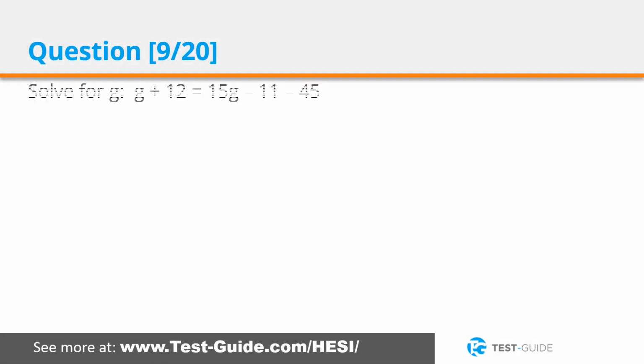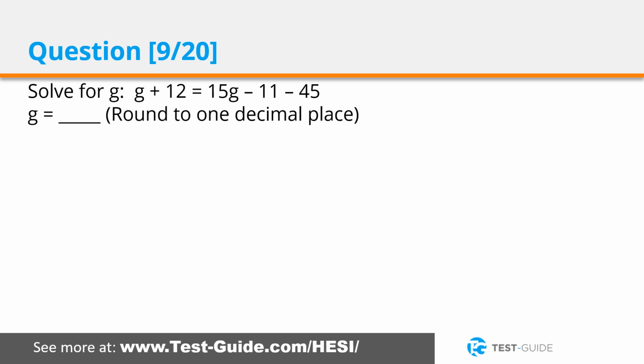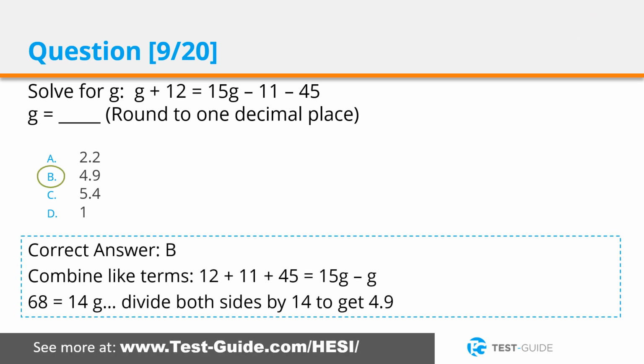Question 9. Solve for G. G plus 12 equals 15G minus 11 minus 45. G equals what? Round to one decimal place. 2.2, 4.9, 5.4, 1. Correct answer B. Combine the like terms. 12 plus 11 plus 45 equals 15G minus G, or 68 equals 14G. Then divide both sides by 14 to get 4.9.